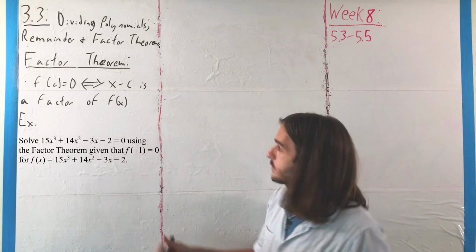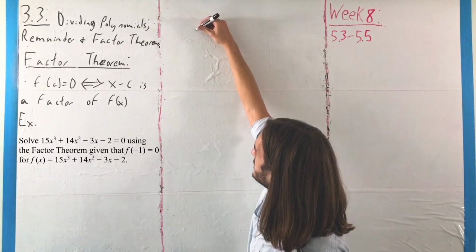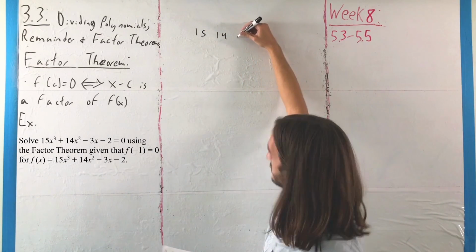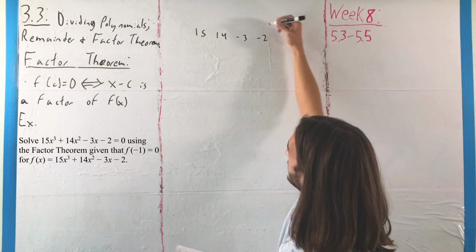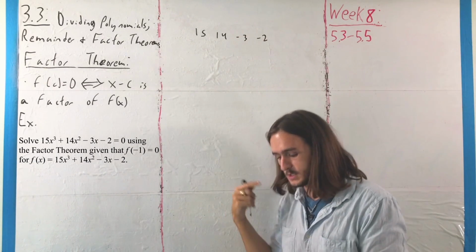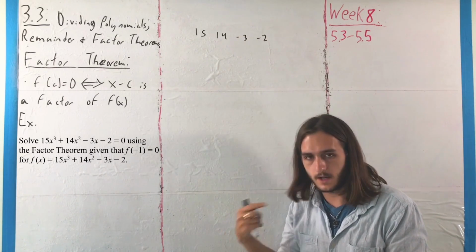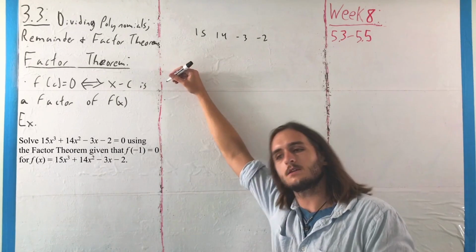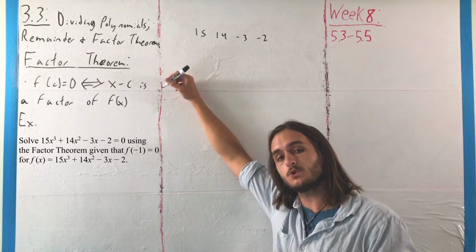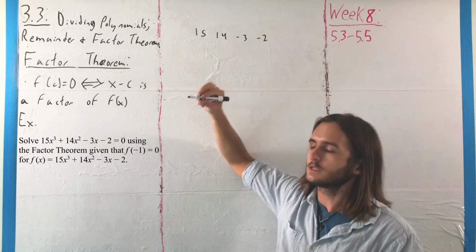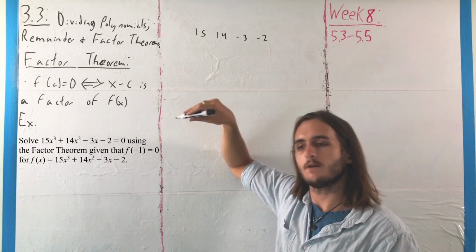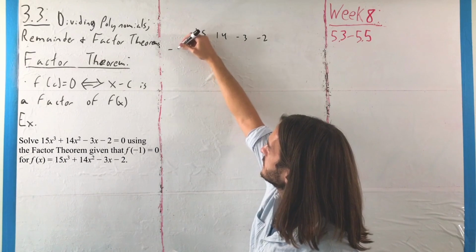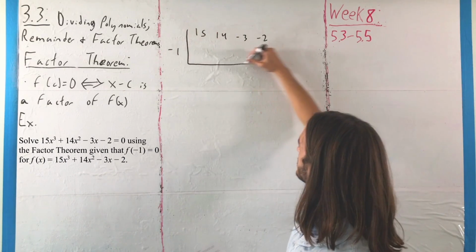way. So we're going to have, I'm going to skip a half step here, 15, 14, negative 3, and negative 2 for our coefficients, 15x cubed, 14x squared, negative 3x, and negative 2. And then over here, we're going to divide this by x plus 1 because we're assuming that x plus 1 is a factor based on the fact that f of negative 1 equals 0. So we've got a negative 1 that we're going to be chasing out here.